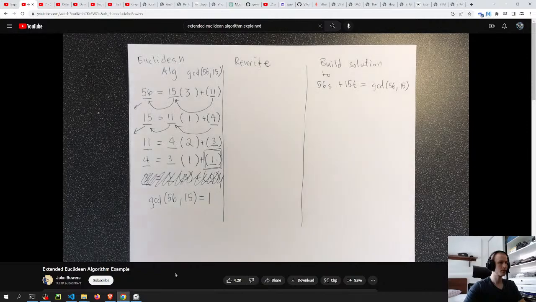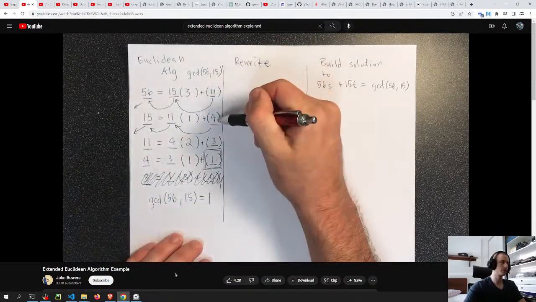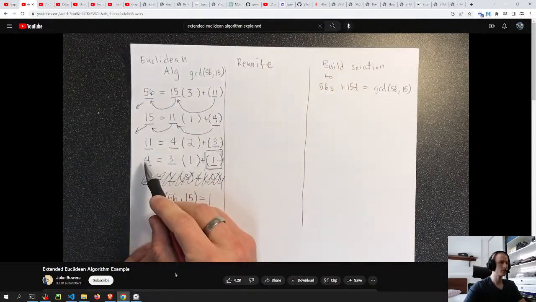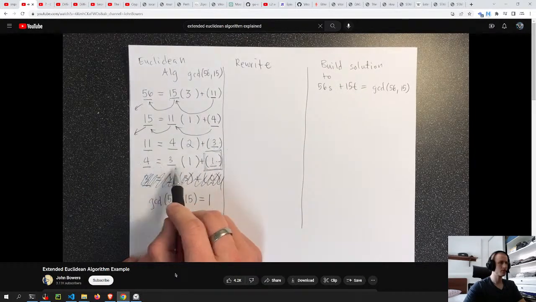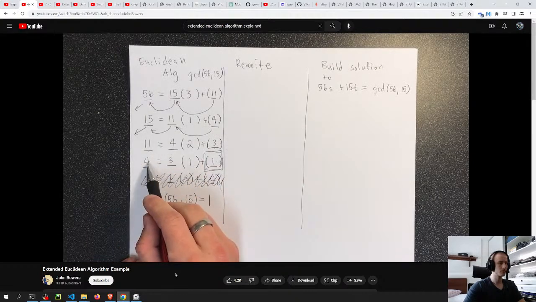Okay. So far, so good. But now what we want to do is rewrite every single line here in terms of the remainder. So right now they're written like 4 is equal to 3 times 1 plus a remainder of 1. What we want to write it as is 1 is equal to 4, and then to move that onto the other side by algebra I have to subtract, right? So it's going to be 4 minus 3 times 1.